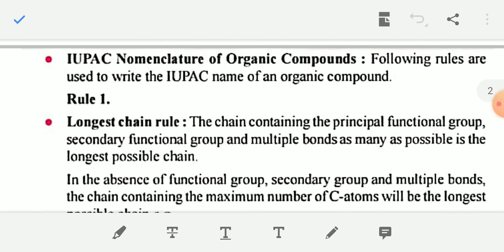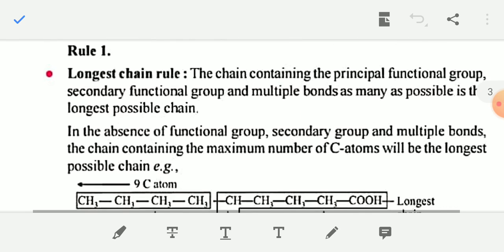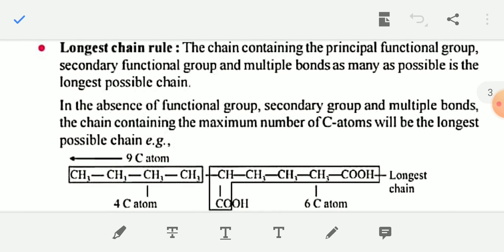Now, IUPAC nomenclature of organic compounds. You have to follow some rules. The following rules are used to write the IUPAC name of an organic compound. Rule 1, longest chain rule. First you have to find out the longest chain.